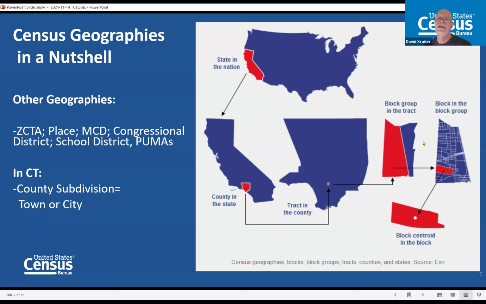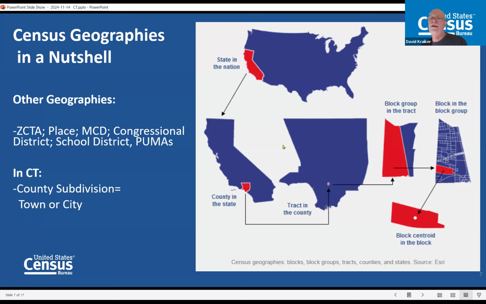So ACS data is always released at the tract level. The 10-year census data is always released at tract level. Tracts were invented between 1910 and 1920 in New York City. They went nationwide around 1950. Tract boundaries tend to stay the same, so you can go back through time and look at data.